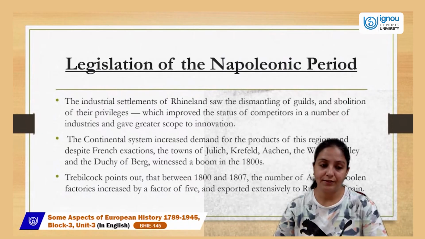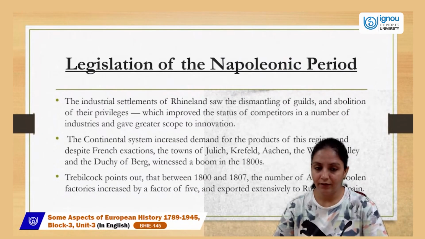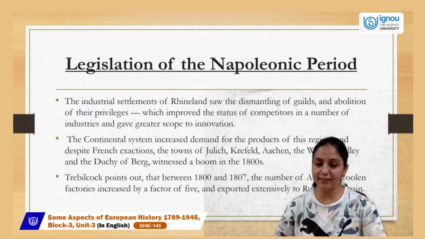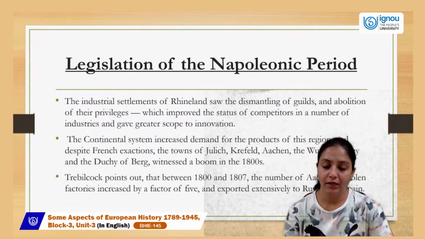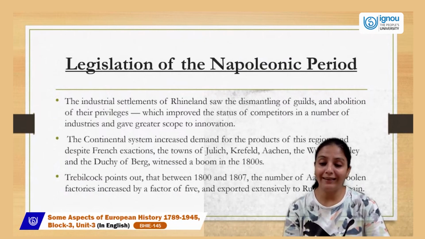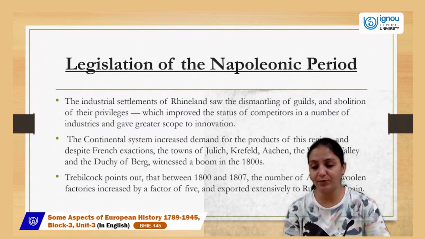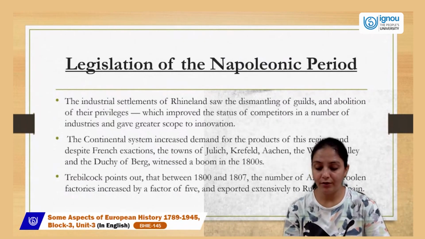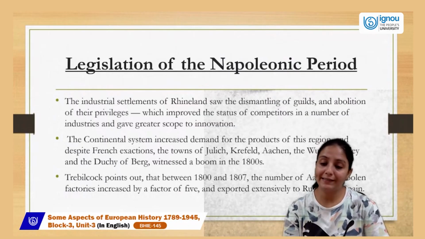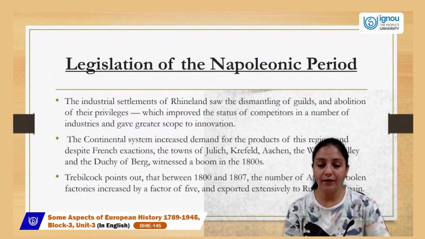Woolen factories in 1800 and 1807. They increased by a factor of 5 and exported extensively to Russia and Spain. They exported their woolen products extensively to Russia and Spain.